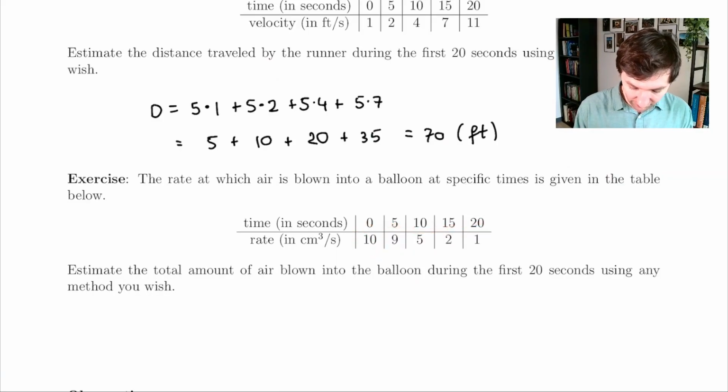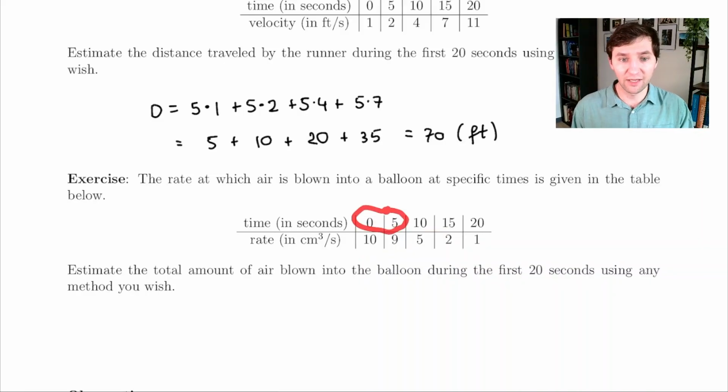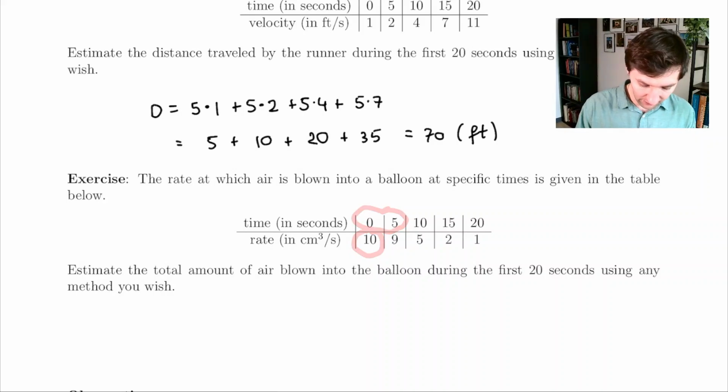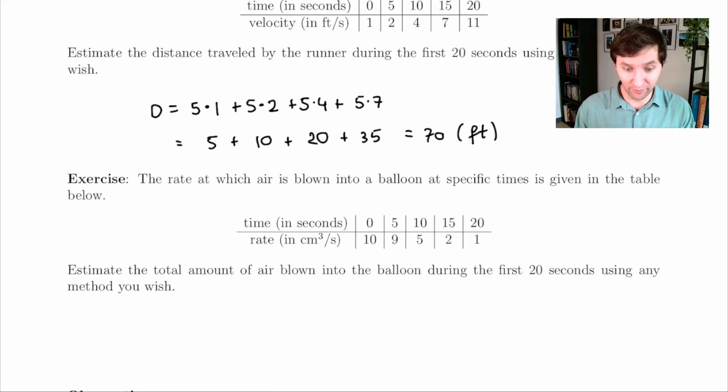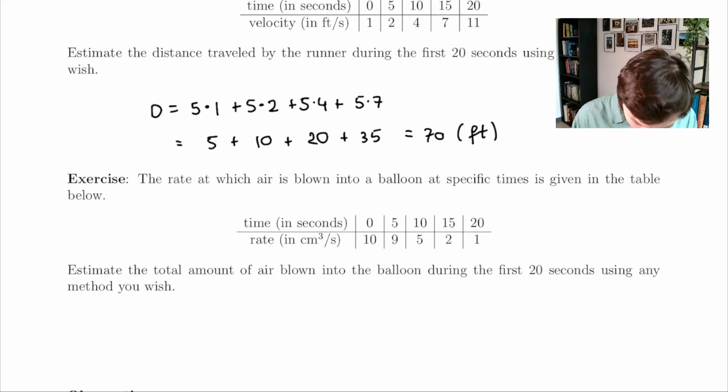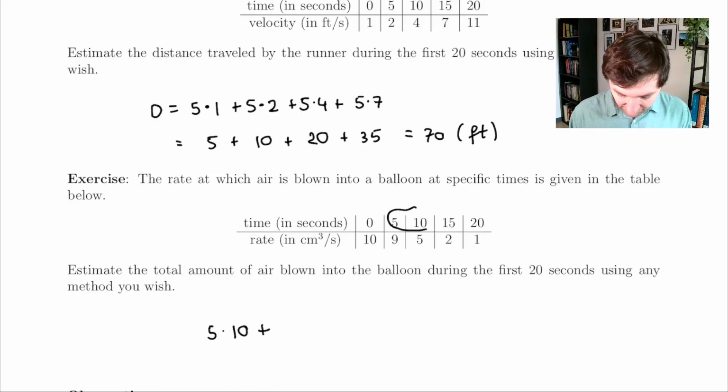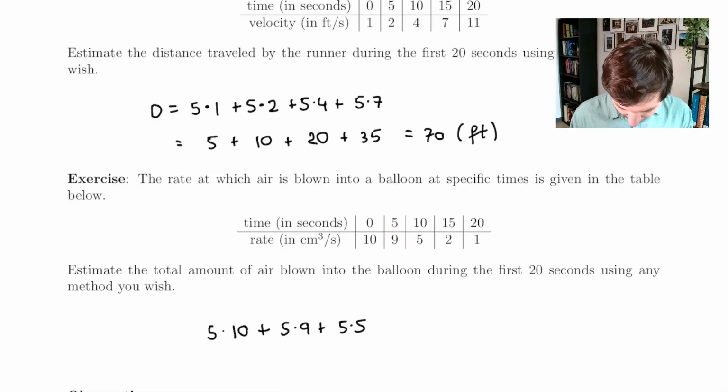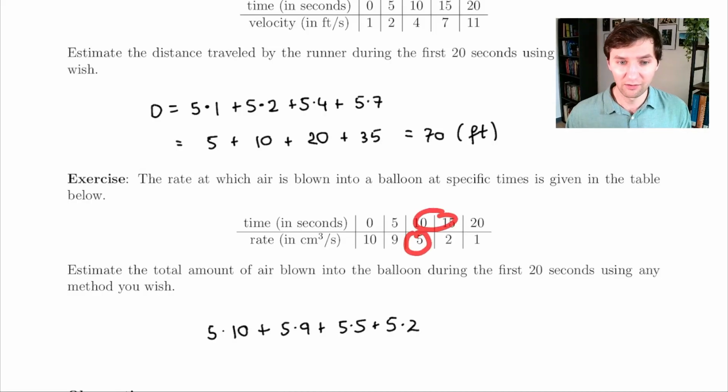Because I'm assuming that during the first 5 seconds, the rate at which air was blown into the balloon was 10, during the first 5 seconds, the amount of air that got into the balloon was 5 times 10. Then, during the next 5 seconds, I will assume that the air was going inside of the balloon at the rate of 9, and I will get 5 times 9. Then I will get 5 times 5 and 5 times 2. These are the remaining beginning rates at each following interval.